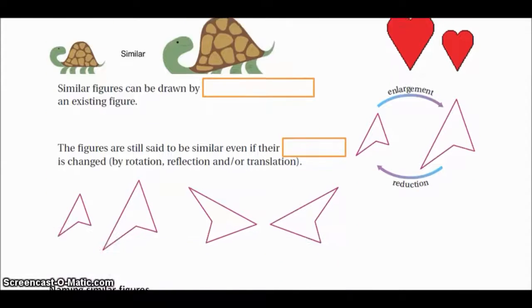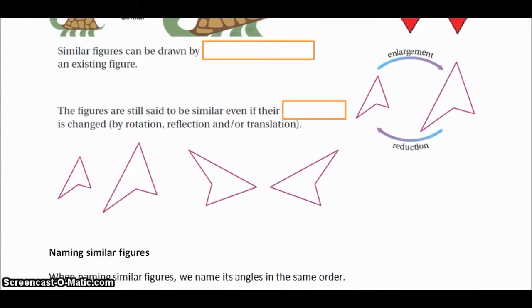So how do we draw similar figures? We're going to be doing that later on, not today. Similar figures can basically be drawn by enlarging or reducing an existing figure. If we're going from a smaller shape to a bigger shape, that's called an enlargement. And if we're going from a bigger shape to a smaller shape, that's called a reduction.